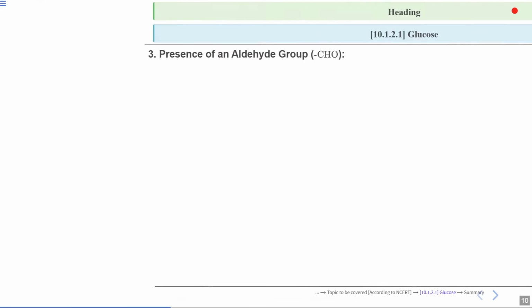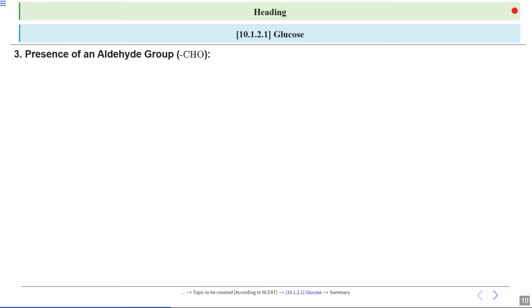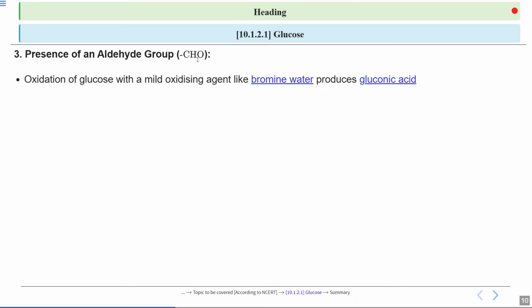Now we will see the presence of an aldehyde group in glucose, which is this CHO group. When glucose reacts with mild oxidizing agents like bromine water, glucose is converted into gluconic acid. This change tells us that the aldehyde group in glucose is being oxidized in this reaction. So the oxidation of glucose with a mild oxidizing agent like bromine water produces gluconic acid.